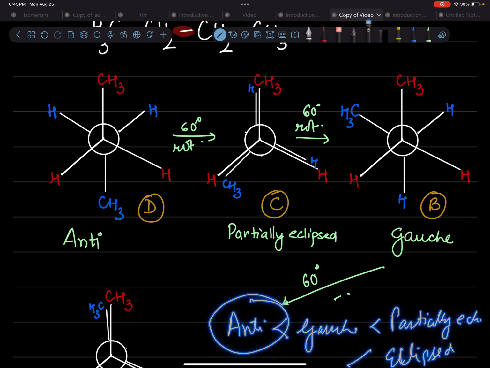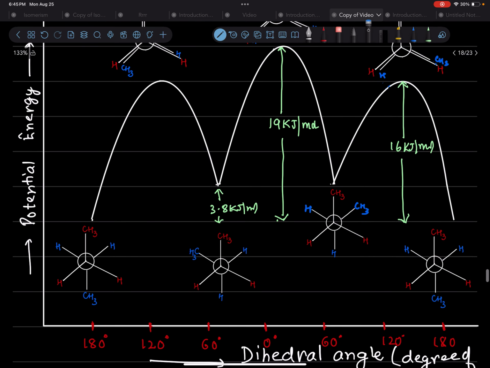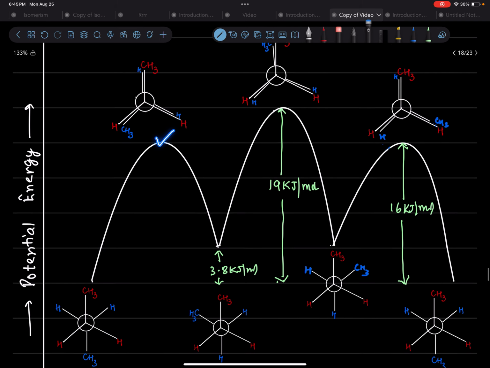Now let's plot this as an energy diagram. So in the energy diagram, on the vertical axis, we have potential energy, as well as on the horizontal axis, we have dihedral angle or the degree of rotation. So since we started with anti, where the dihedral angle is 180, I'm starting with 180 first. And when I rotated this, the conformation I got was partially eclipsed conformation, which I'm showing here, right?